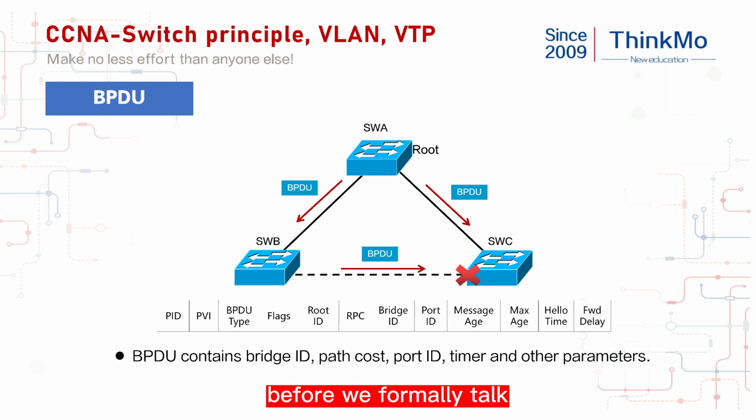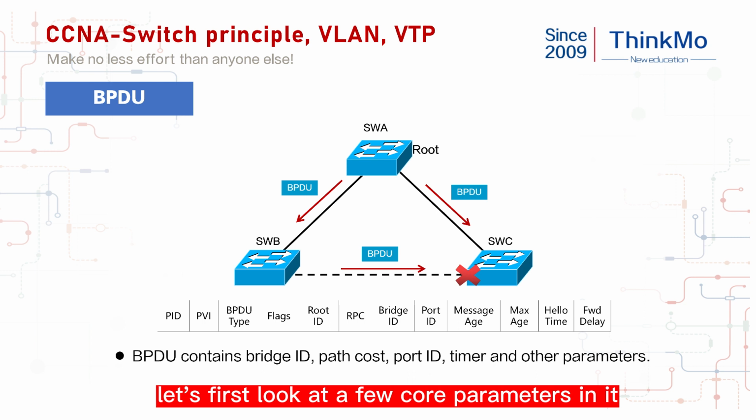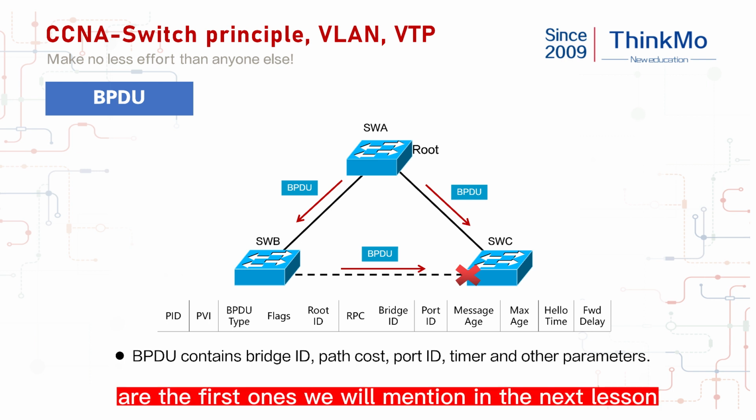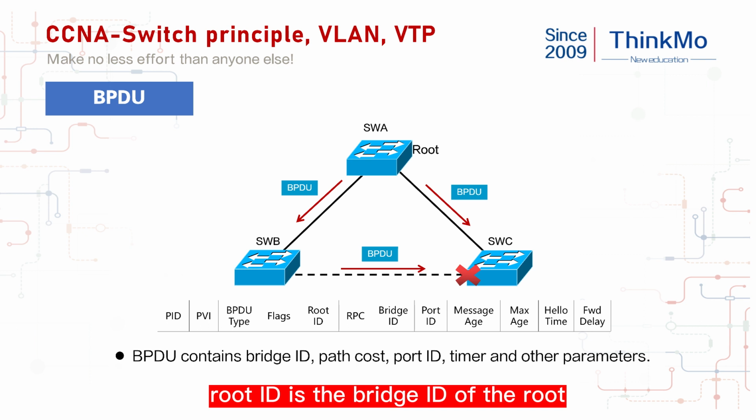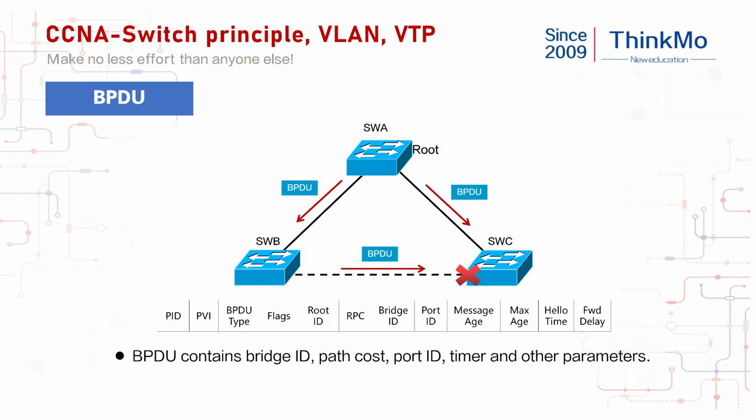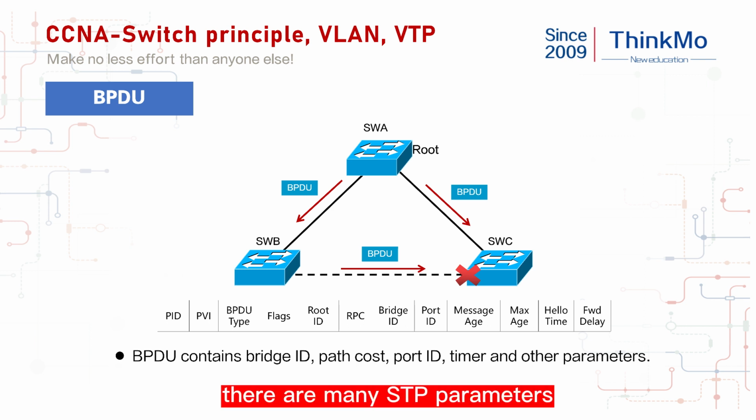Before we formally talk about the content of this message, let's first look at a few core parameters in it. In the next class we're going to do some data comparisons. These four are the ones we will mention in the next lesson. In this lesson, let's briefly talk about them. First, there is the root ID. Root ID is the bridge ID of the root. BID is bridge ID. It's a little hard to understand. There are many STP parameters, and they are not easy to understand.